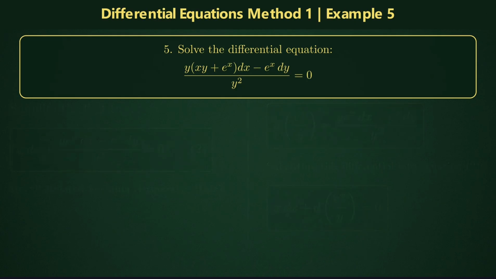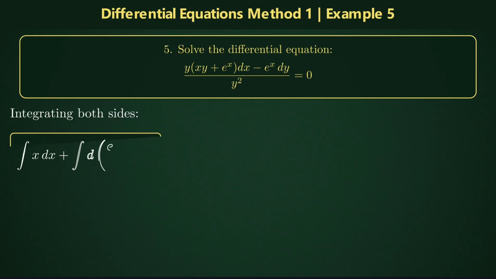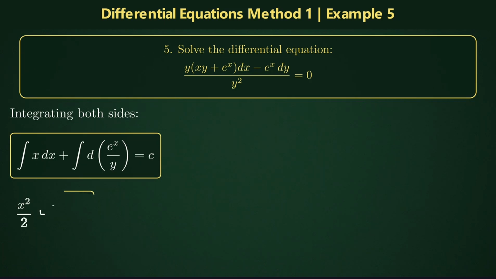Now we integrate both sides of the equation. Integrating term by term yields the integral of x dx, plus the integral of the differential of e to the x over y, equals c. Evaluating these integrals, we get the final general solution: x squared over 2 plus e to the x over y equals c.